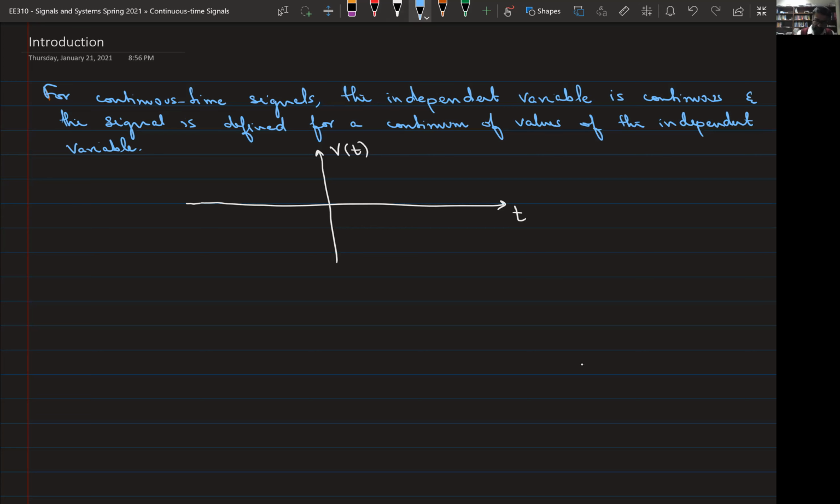That may look, for example, something like a sine wave or a shifted sine wave. So this could be a v of t. So this is a continuous time signal.